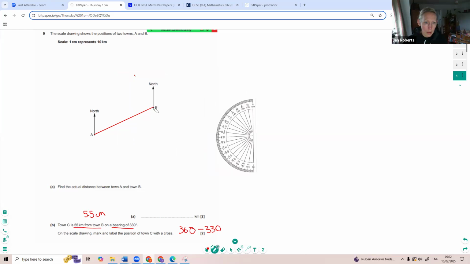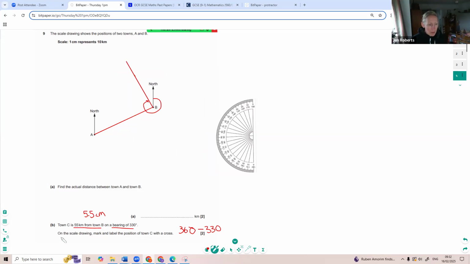I'm going to join a point from here to here. Okay, so can you see this bearing here? The angle would be 330 degrees from here to here. That amount of turn is 330 degrees.